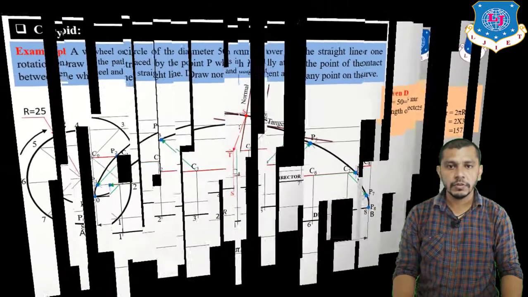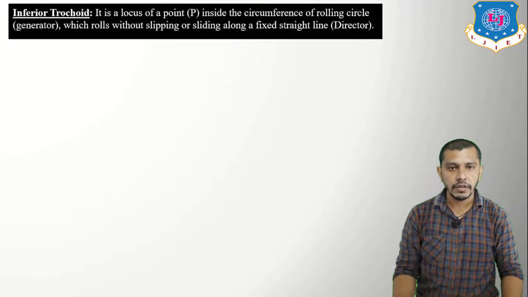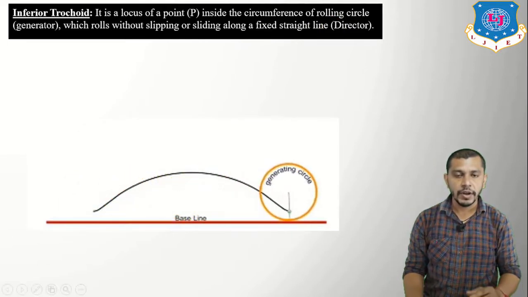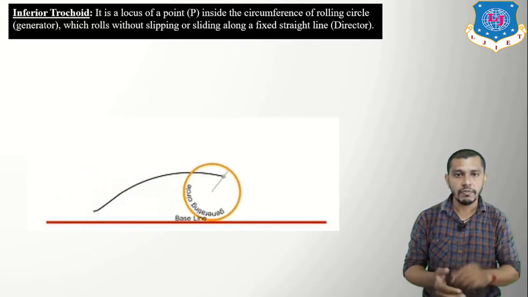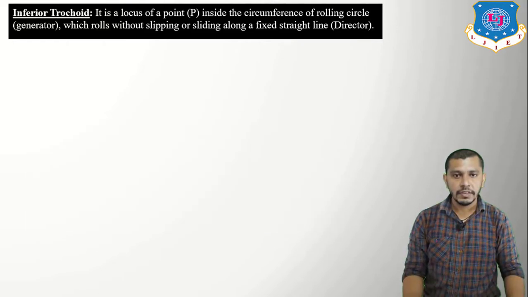Now let's move on to the next problem, which is the inferior trochoid. So what is an inferior trochoid? It is the locus of a point P which is inside the circumference of the rolling circle, known as the generator, which rolls without slipping or sliding along a fixed straight line, known as the director. So here in this video you can see that if the point is inside the circumference of the rolling circle, then the curve traced out will be the inferior trochoid. So let's start with the example.